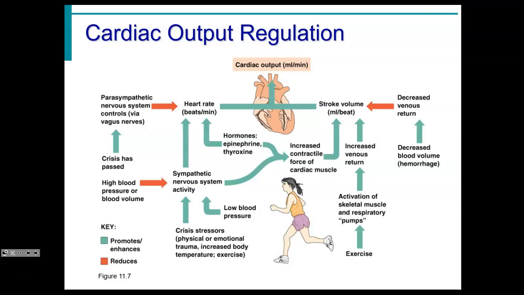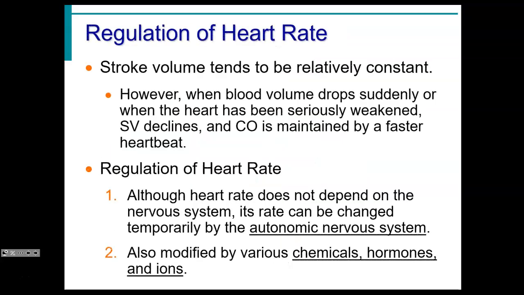So those are all things that have to be monitored, and you have to be aware of and understand why that's happening. That's just a chart there to explain different situations. Okay, so stroke volume tends to be relatively constant unless it drops suddenly. If your stroke volume declines, your cardiac output is maintained by a faster heartbeat. You're not getting as much out with each beat, so your heart's going to beat faster.